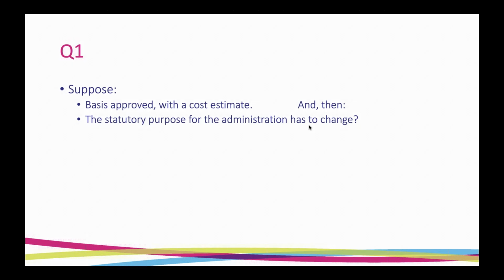Moving on to the two questions that I had already received in advance. The first of these is, think of a case where you've actually been through all of this process, you've got your proposals approved, you've got the basis for your fees approved, and there's a cost estimate that you're happy with. And then something happens and the statutory purpose for the administration has to change.